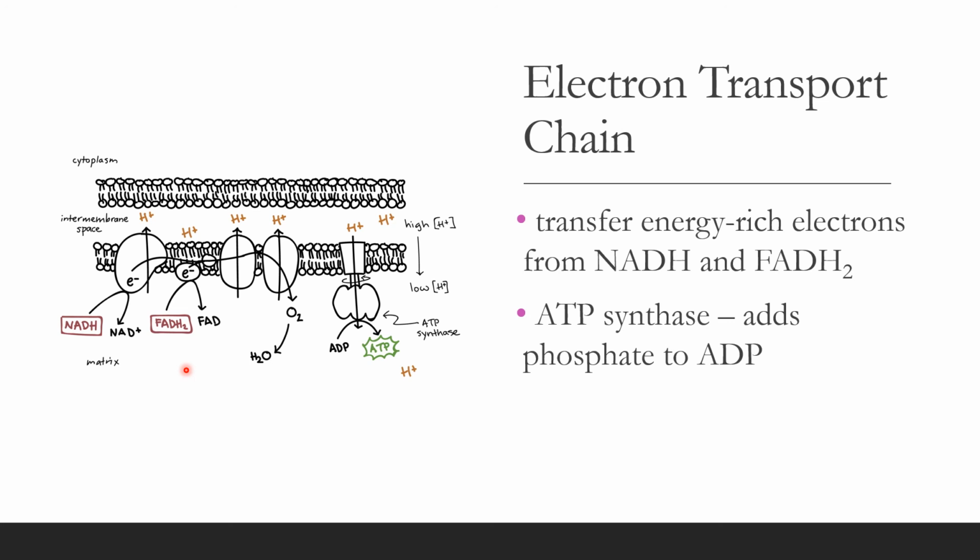An enzyme called ATP synthase forms a channel in the membrane, releasing the protons and using their potential energy to add phosphate to ADP. In the meantime, the spent electrons are transferred to oxygen, generating water as a waste product.